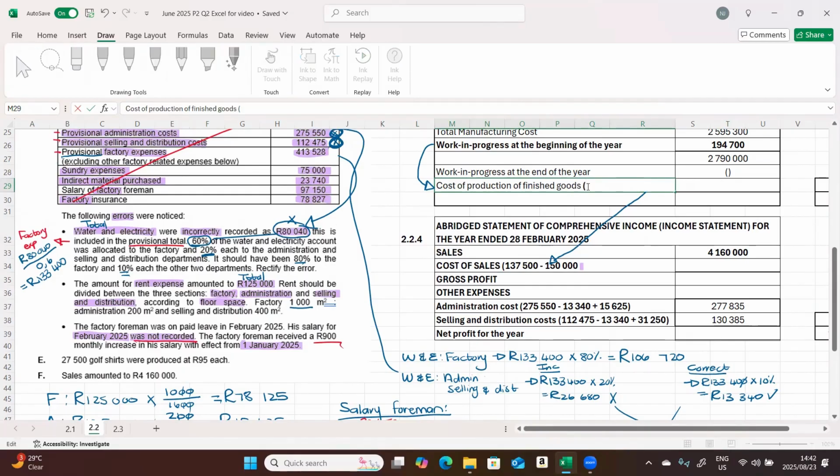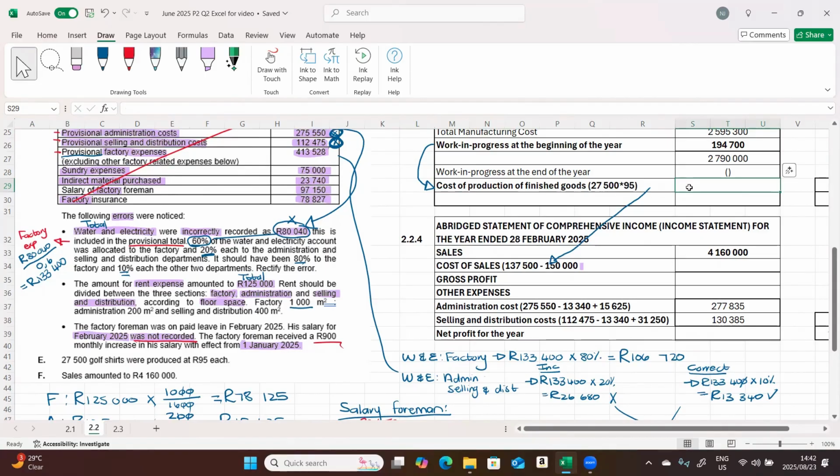Okay, so we are going to say 27,500 golf shirts, and we are going to multiply it. The asterisk means multiply, and we are going to multiply it with 95 Rand each. That is what it cost us to produce a golf shirt, 95 Rand, and we produced 27,500. So guys, there we go. There is your calculation to calculate the cost of production of finished goods.